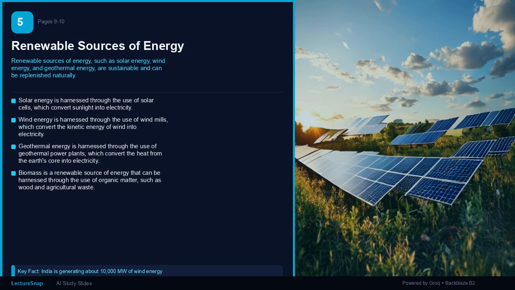Let's summarize what we've learned today. The environment is a complex system that requires knowledge and information from various disciplines. Deforestation is a major cause of environmental degradation, and we need to be mindful of our actions that affect the environment. Waterlogging can be controlled by preventing excess irrigation and using good quality water. Non-renewable sources of energy are finite resources that will eventually run out, while renewable sources of energy are sustainable and can be replenished naturally.